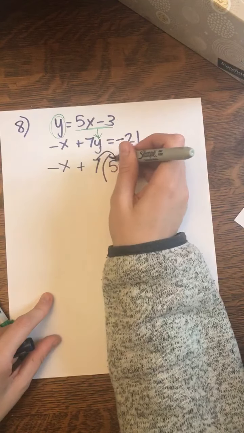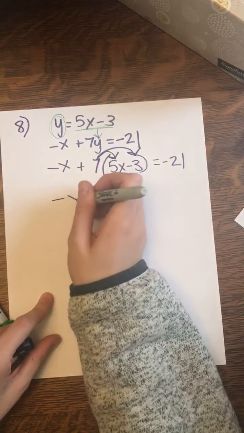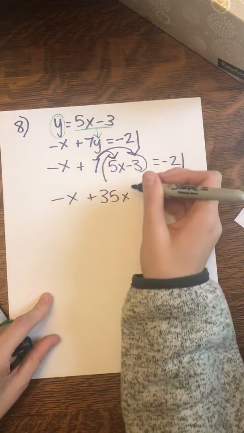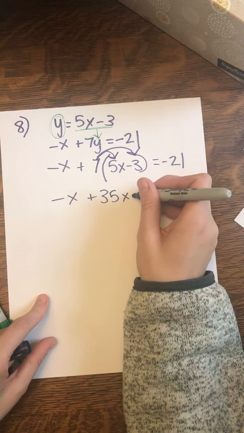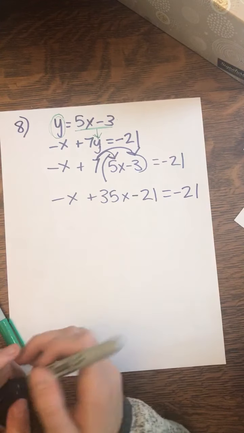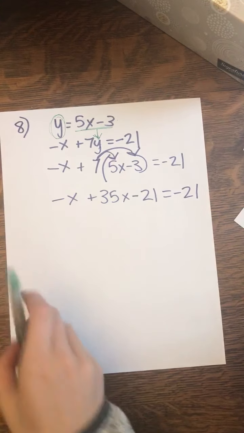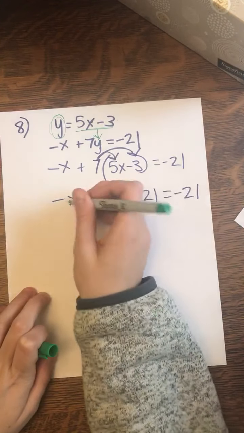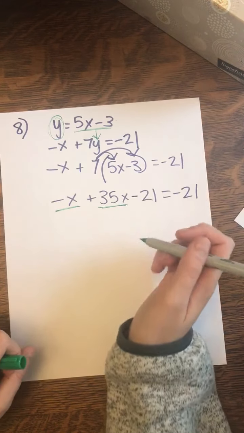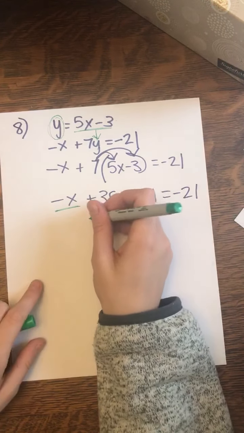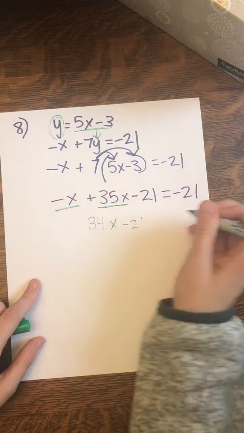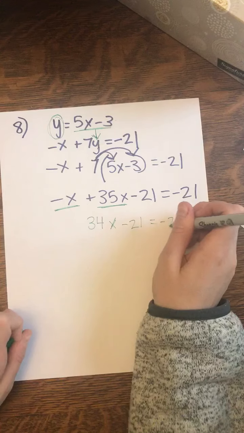I'm going to distribute the 7 to both terms. Get negative x plus 7 times 5x is 35x. 7 times negative 3 is negative 21 equals negative 21. Now I'm going to combine like terms. Well, I have a negative x and I have a positive 35x. They're like terms, so negative x plus positive 35x is 34x minus 21 equals negative 21.